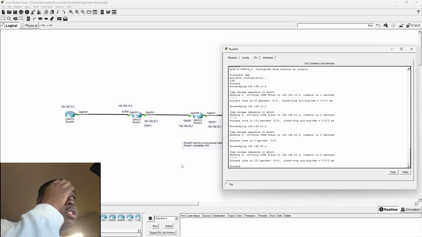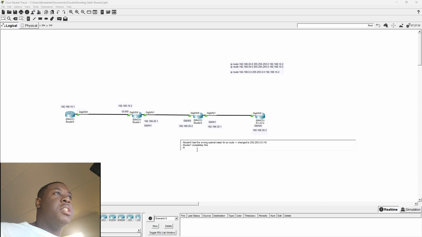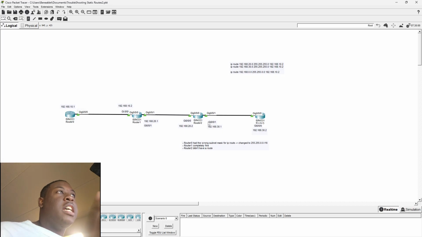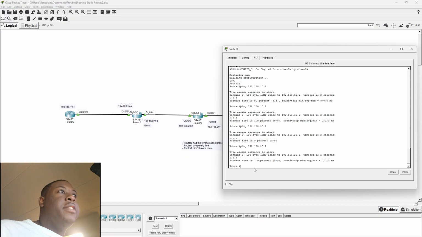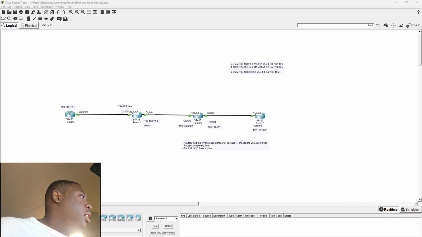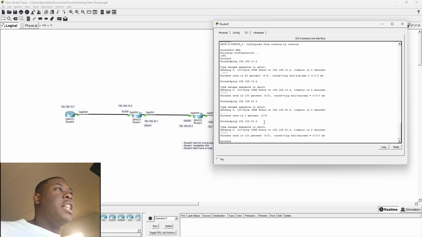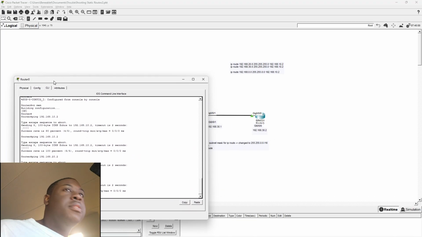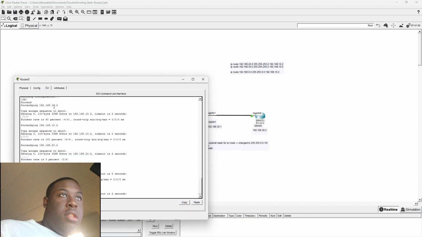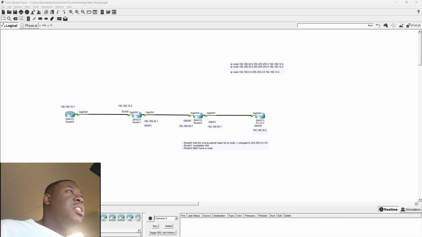So router 2 didn't even have a route in the first place, right? Router 2 didn't have a route. So now router 0 can ping router 2, right? So now the final test is whether it can ping router 3. Probably not, but let's see. No, definitely not.